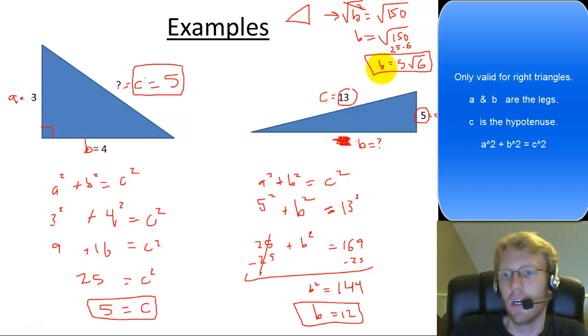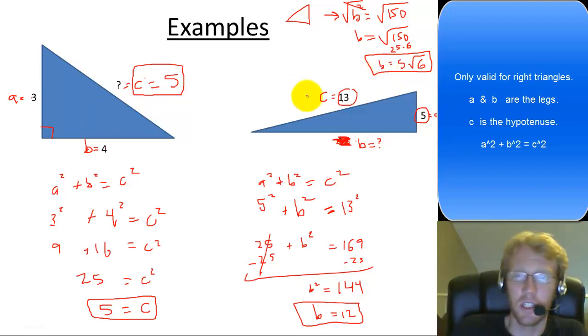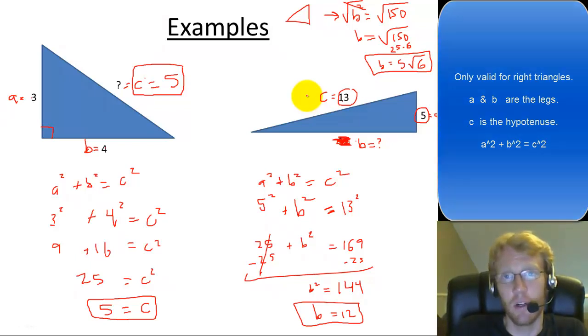So a lot of times, they won't work out to be nice whole numbers, and you'll need to simplify them using the properties of radicals that we learned earlier this year. And that's it for this situation.